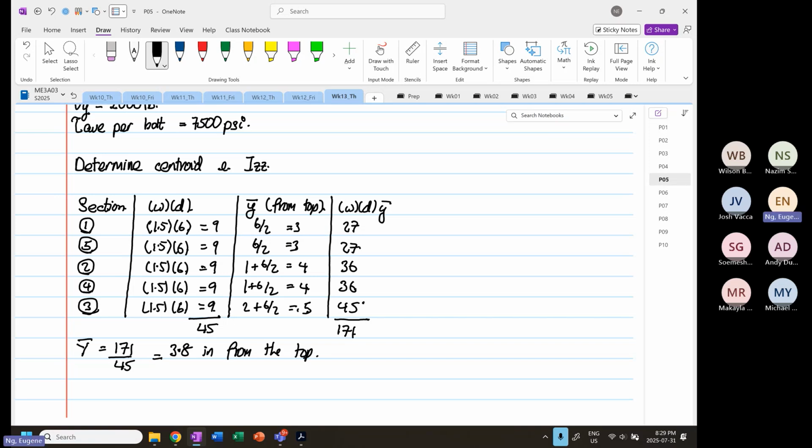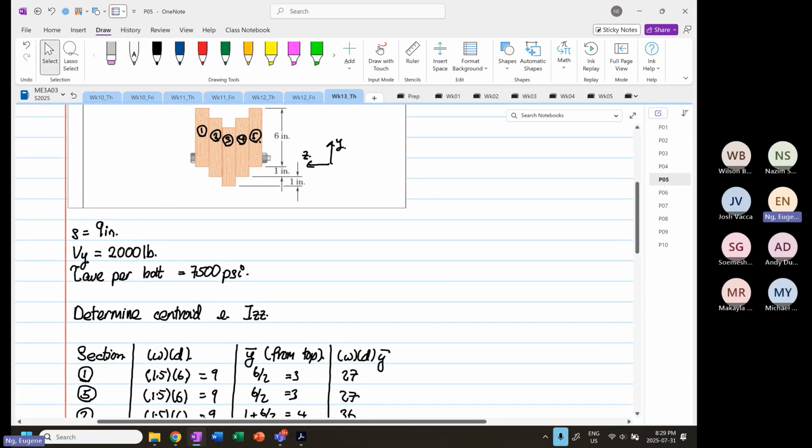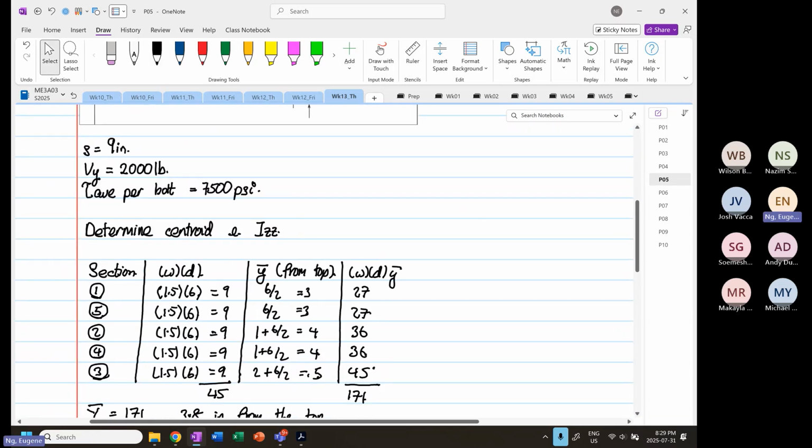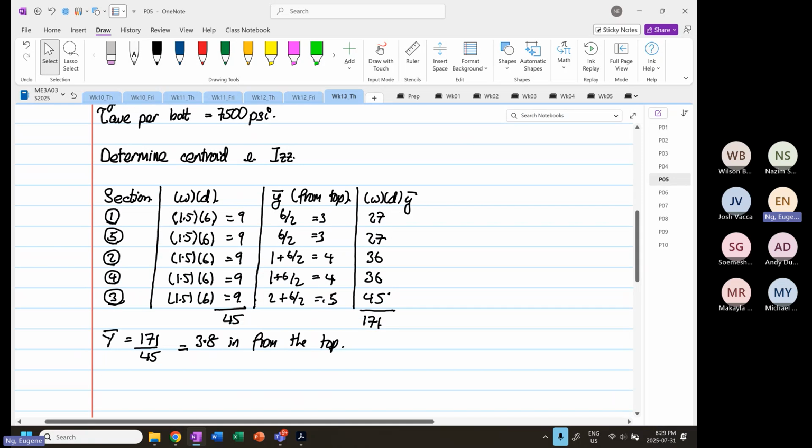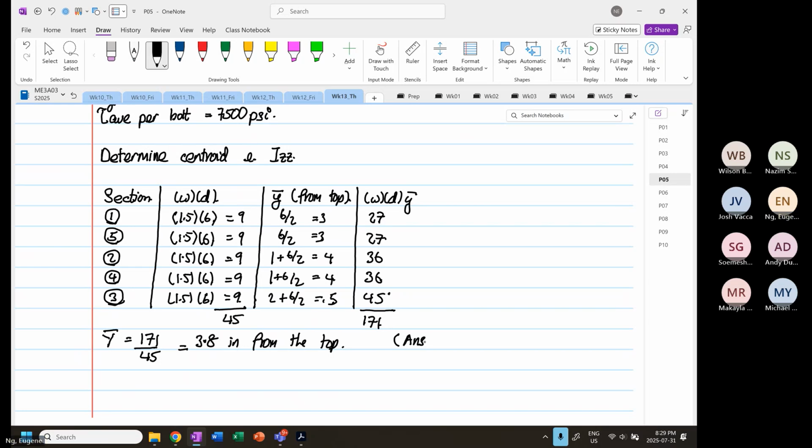Now the answer is 4.2, and I can tell you why 4.2, because they do it from the bottom. So the entire length is 8. 8 minus 3.8 is 4.2. So this is from the top. The answer is 4.2 from bottom. If you look at the book solution, it is from the bottom.